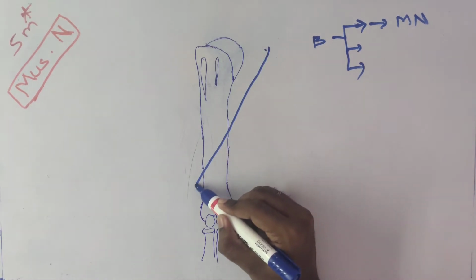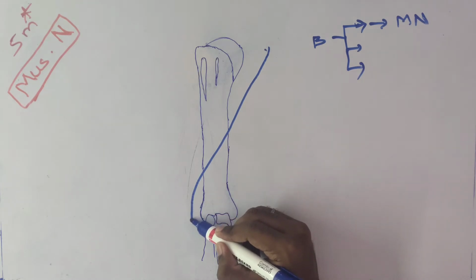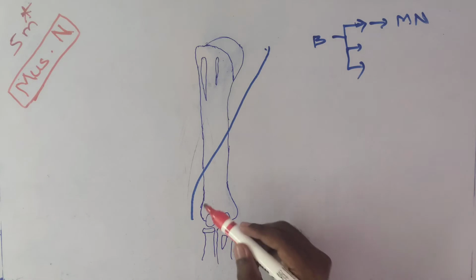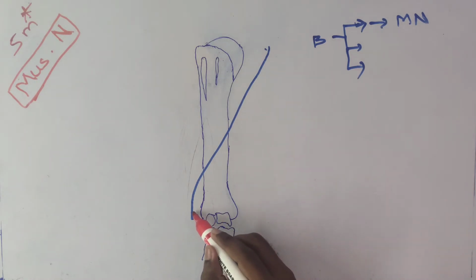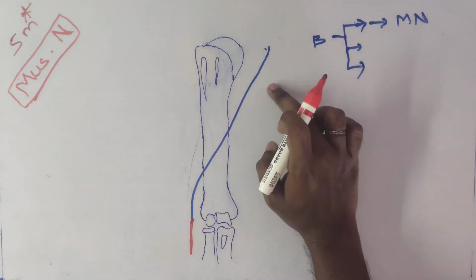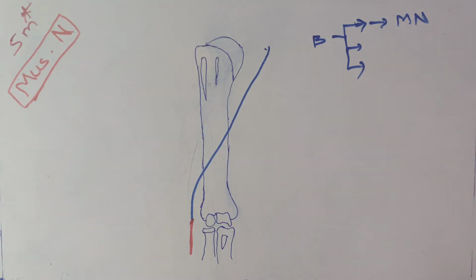It extends from the lateral cord to the lateral side of the humerus, and it continues as lateral cutaneous nerve of forearm. From the elbow, that means from the forearm, it continues as lateral cutaneous nerve. It is related to the third part of axillary artery.